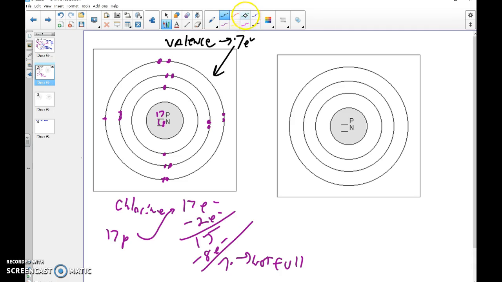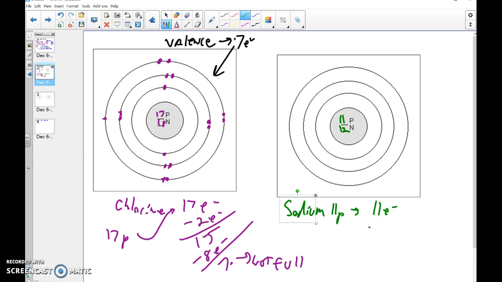All right, so we wanted to do another one, right? So let's do sodium. Okay, so sodium has 11 protons and 12 neutrons. So again, I just write those in the middle. Now, if sodium has 11 protons, that means that sodium has 11 electrons.